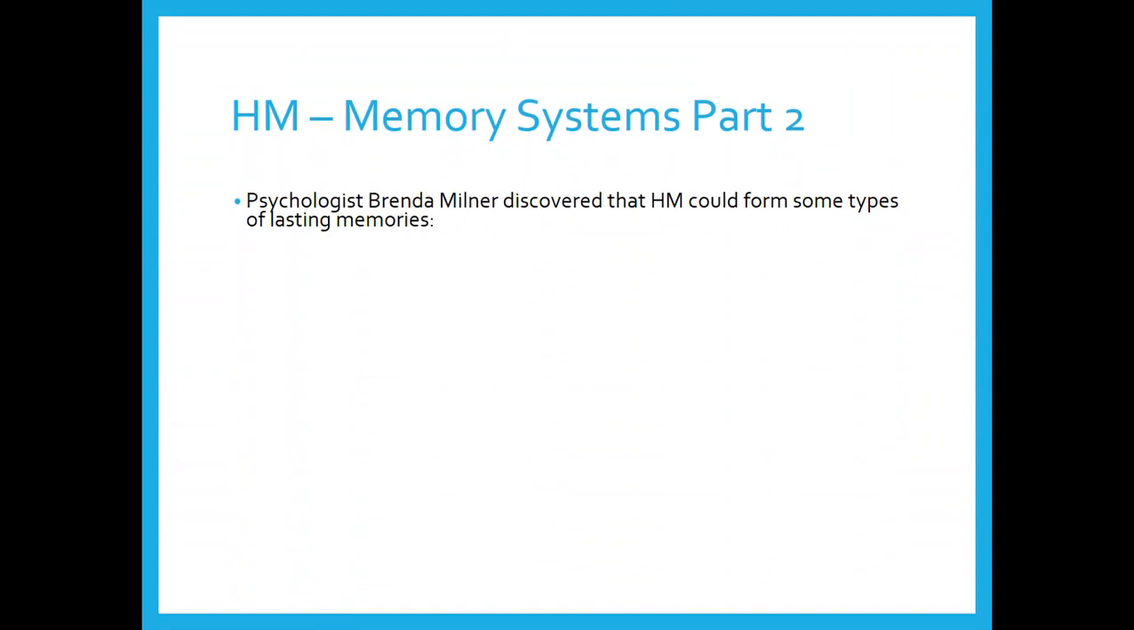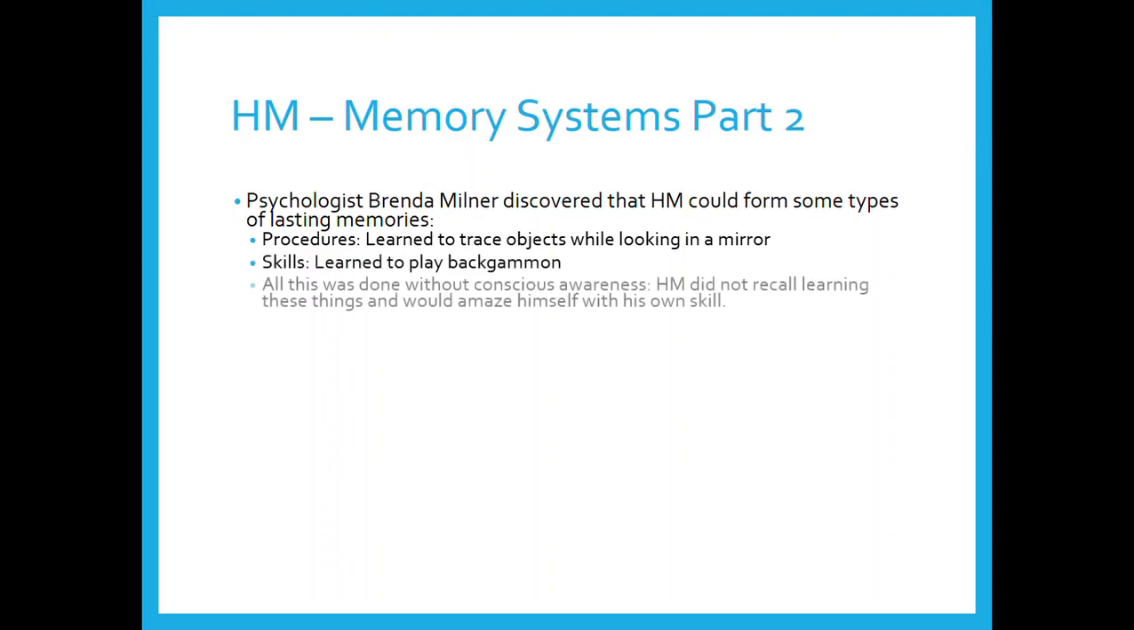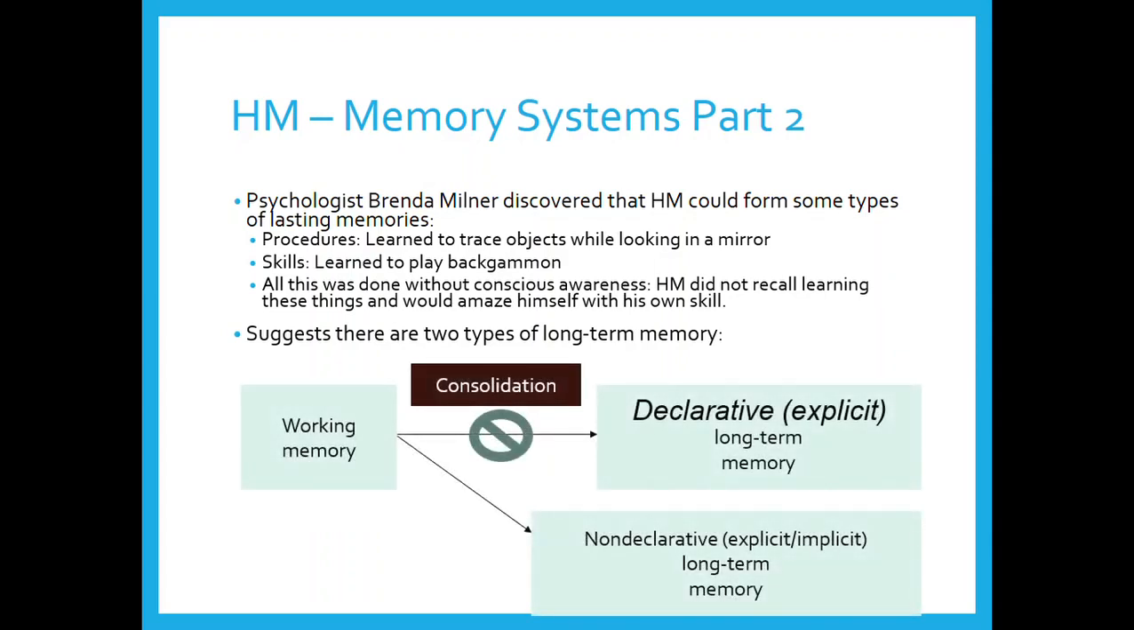So if we look at HM's deficits, we see that some types of learning and long-term consolidation seem to have been preserved. For instance, he could learn new skills, like how to play backgammon. With daily training, his backgammon performance improved, even though he had no explicit recollection of ever having played the game on those previous days. So this suggests that there are two independent types of long-term memory. We'll label these as declarative or explicit memory and non-declarative or skill memory.